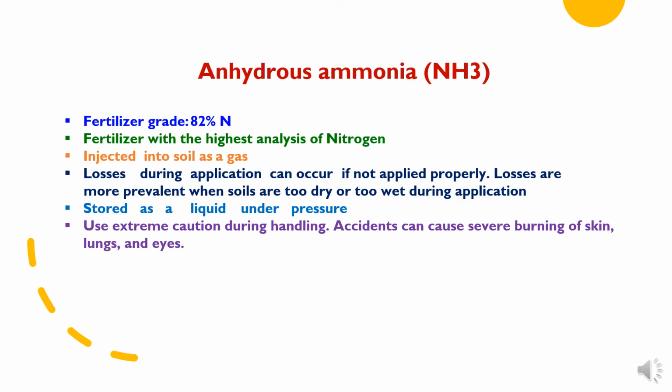Another ammonium fertilizer is anhydrous ammonia, which contain highest percent of nitrogen, 82%, and this fertilizer is available in liquid form. And this fertilizer is injected in soil as a gas. The precautionary measures should be taken while application of this fertilizer, otherwise it can cause injury, and it should be applied in appropriate condition, otherwise the losses may be high.